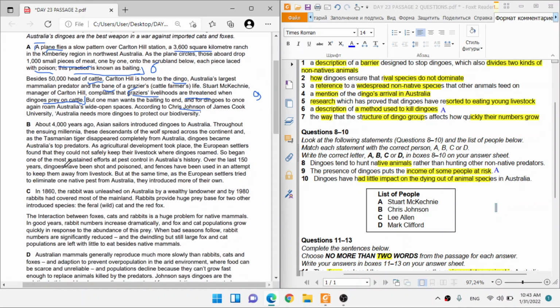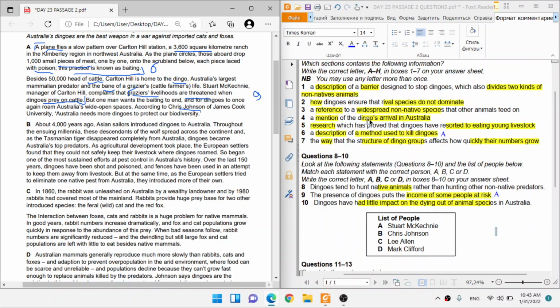That's a keyword thing. About 4,000 years ago, Asian sailors introduced dingoes to Australia. All right, so if you remember, there was a reference to that. That's question number 4. About 4,000 years ago, Asian sailors introduced dingoes.